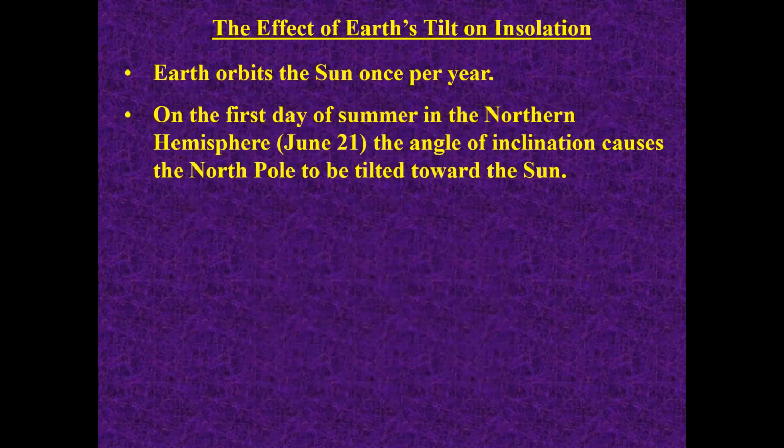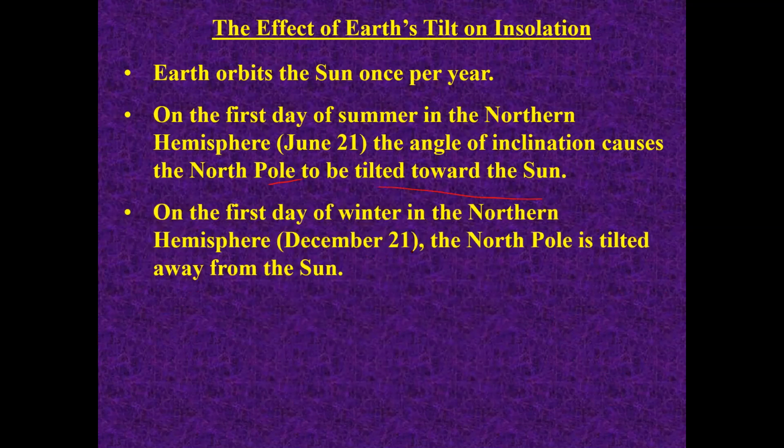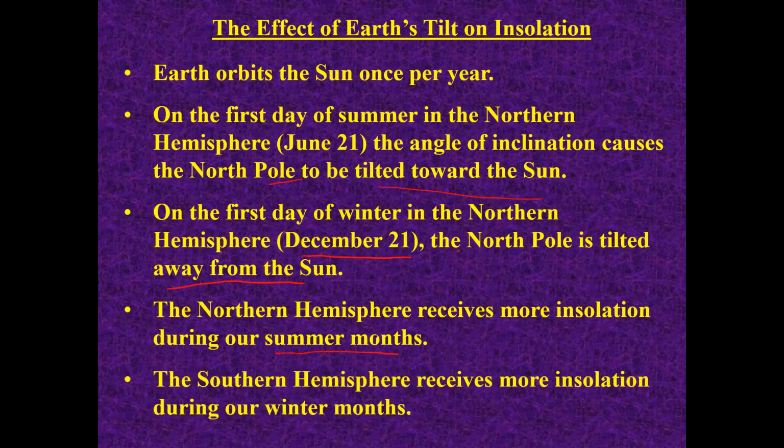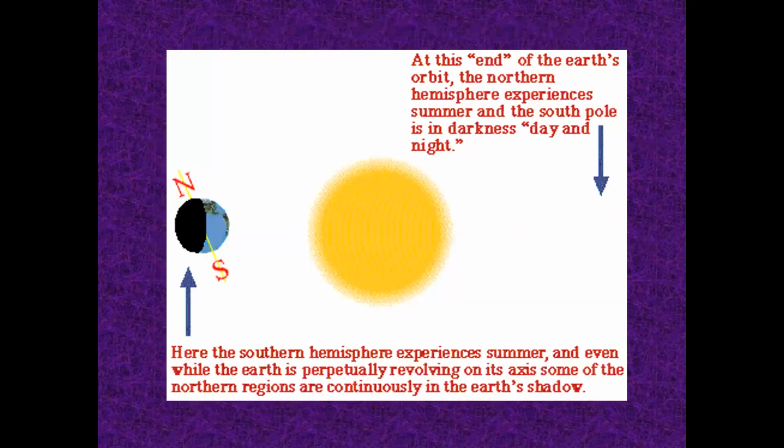On the first day of summer, angle of inclination causes the North Pole to be tilted towards the sun, and vice versa in the winter, away from the sun. Longest day, December 21st. The Northern Hemisphere receives more insolation during our summer months, the Southern Hemisphere during our winter months. And we see that in this GIF here. It shows it nicely. Okay, so just read through that.